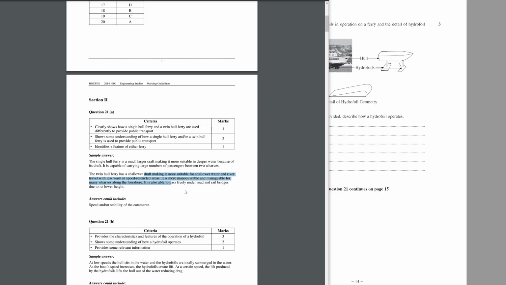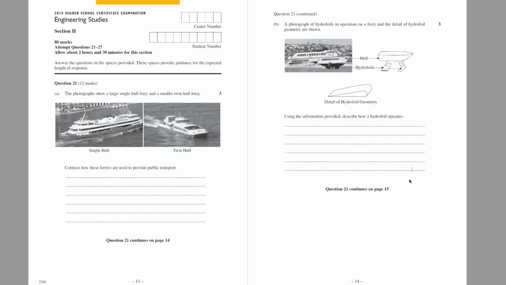If you wrote any one of those things, if you said less wash, great, good knowledge of boats. If you said it's probably more maneuverable, great, good knowledge of boats. If you said it's probably able to pass under bridges, great, good work. You looked at the picture and you applied some thoughts. You could also talk about speed and stability of catamarans, right? Now, we don't explicitly teach boats as part of the course, right? Most teachers, when we talk about personal public transport, we tend to focus on bikes and on trains.